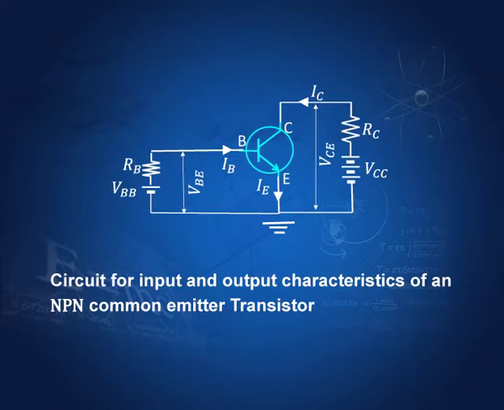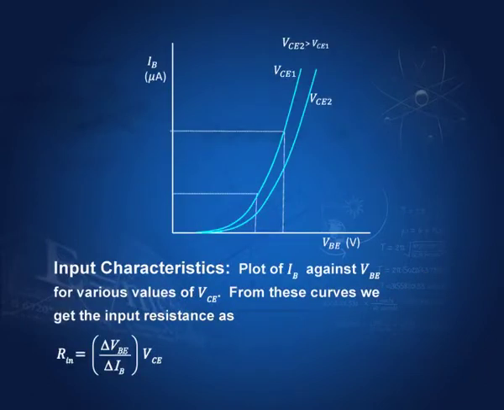For output characteristics, we are on this side now. We plot IC against this potential difference. This is VCE. So, we plot against this potential difference. So, let us first see the input characteristics.